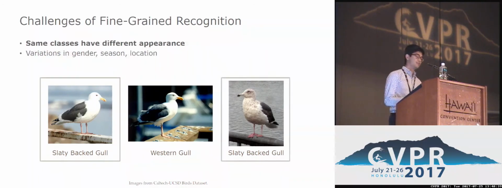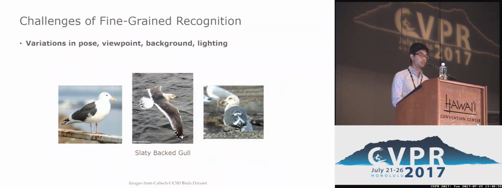But then we have the same classes also having different appearances. We see here there are two slaty-backed gulls. One of them looks dirtier than the other. Actually, this is just because one of them looks like this during the winter. So we have some variations in gender, in season, and location. We also have our usual challenges of variations in pose, viewpoint, background, and lighting.